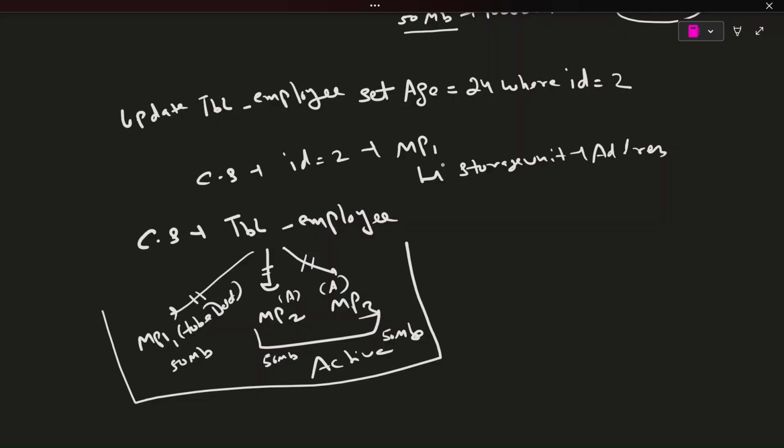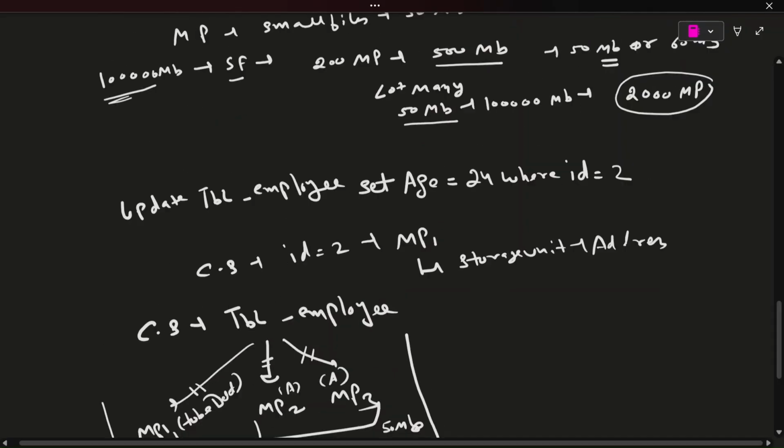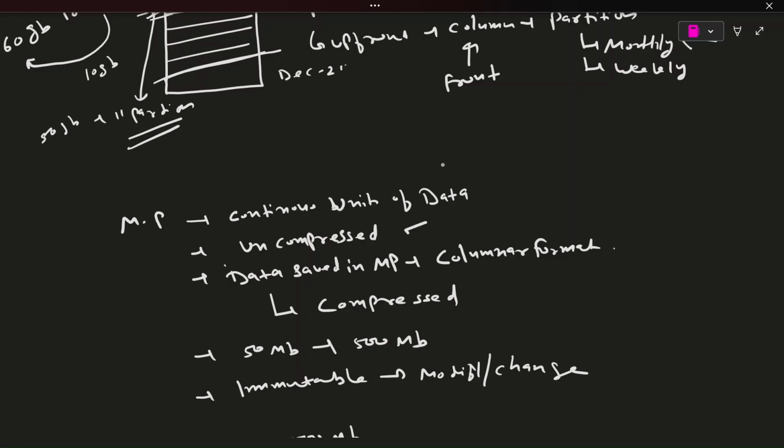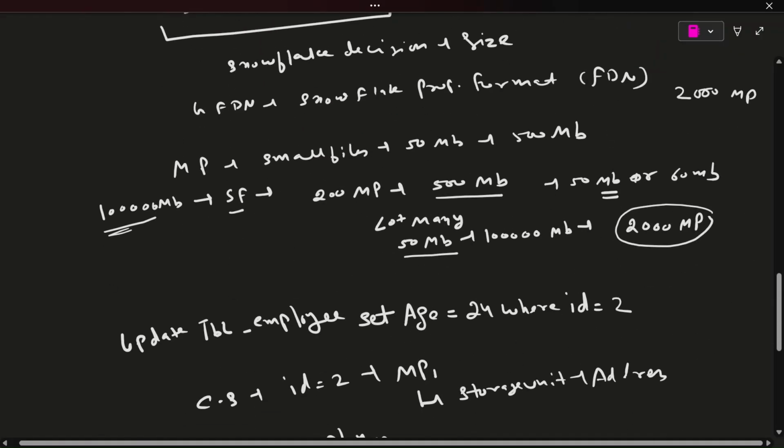Got it? Now we have seen continuous, we have seen this micro partition, uncompressed also, we have seen columnar format also, 50 MB also, immutable also, right? We have seen everything. Now, what happened?